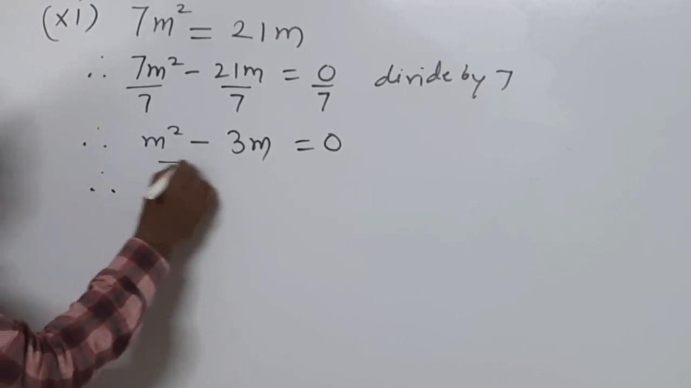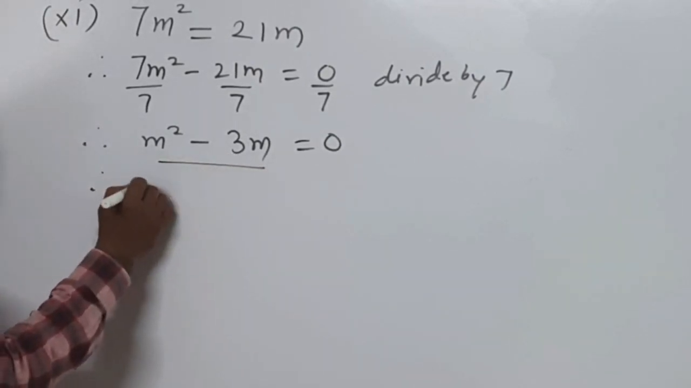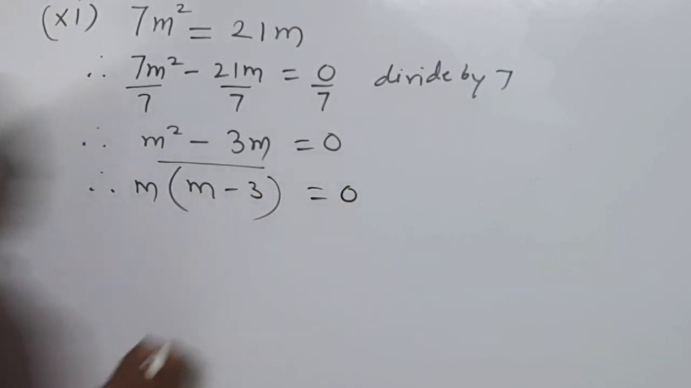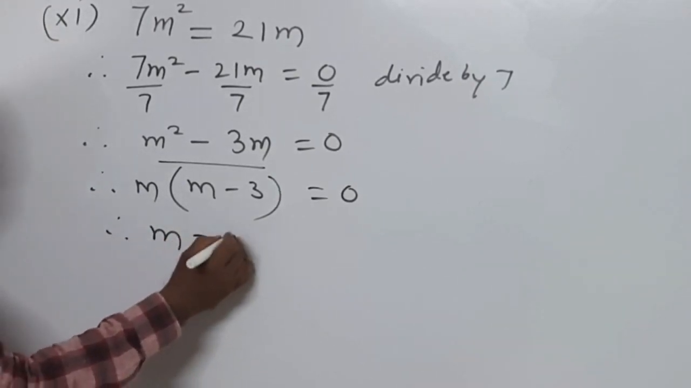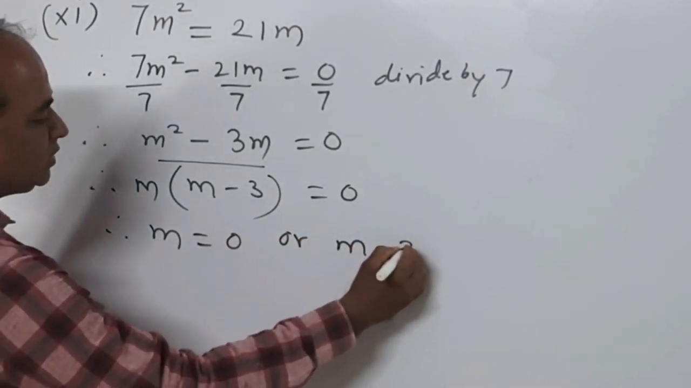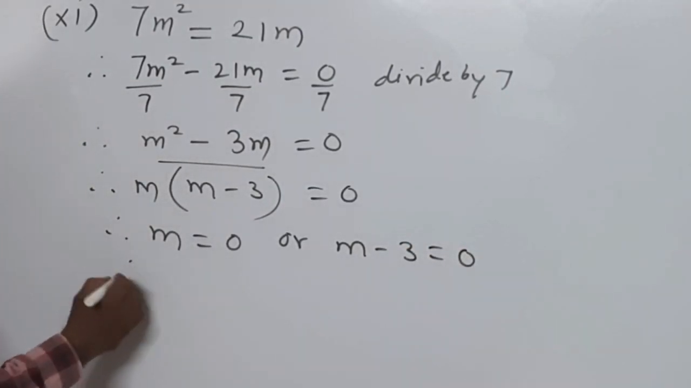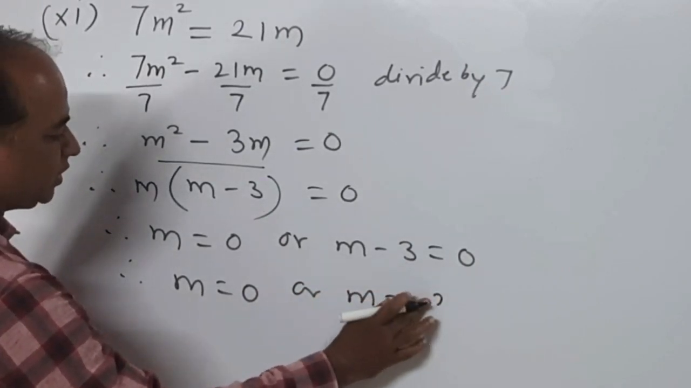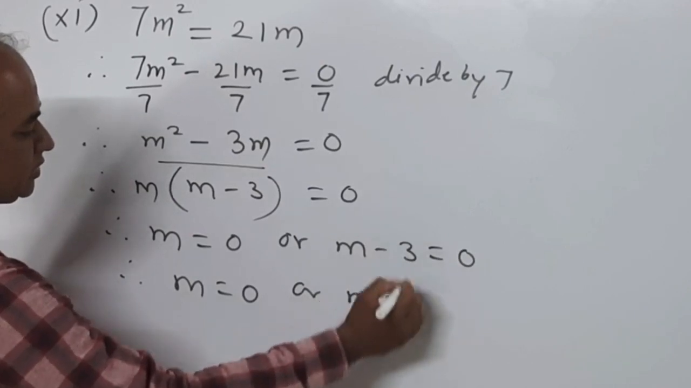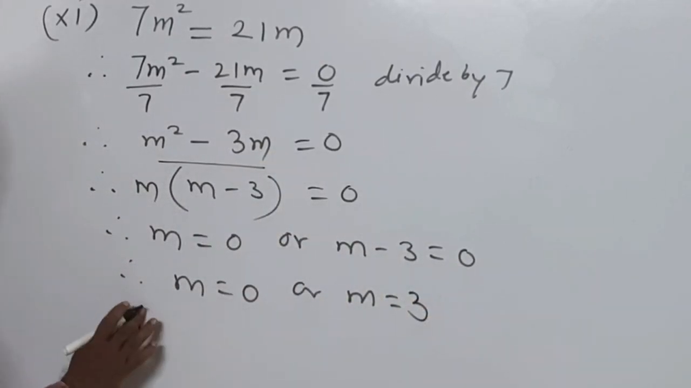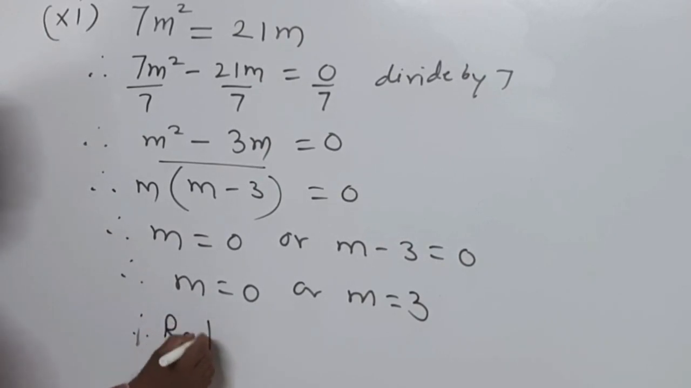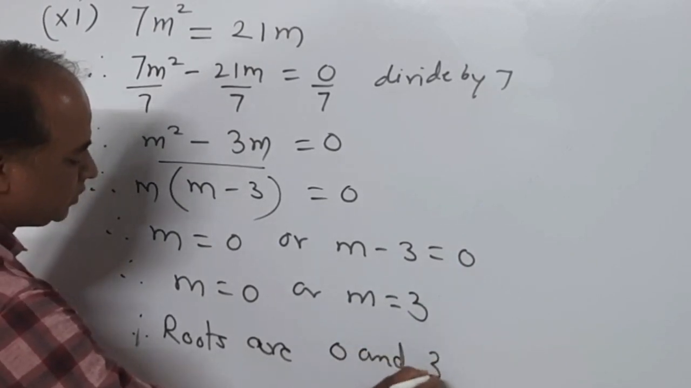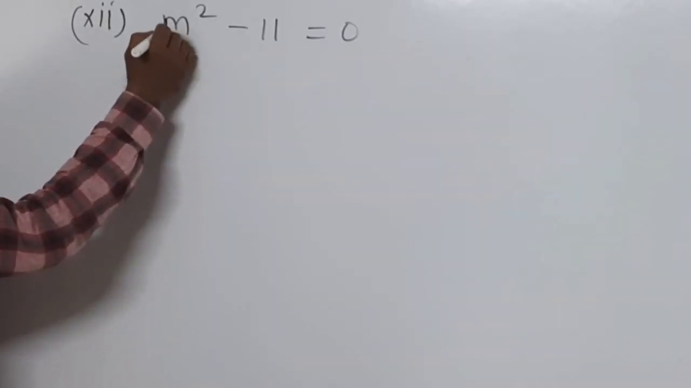Now, here in both the terms m is a common term, in bracket m minus 3 is equal to 0. Therefore, m is equal to 0 or m minus 3 is equal to 0. Therefore, m is equal to 0 or m is equal to plus 3. Minus 3 will go on the right hand side, it will become plus 3. So, therefore, the roots of this quadratic equation are 0 and 3.